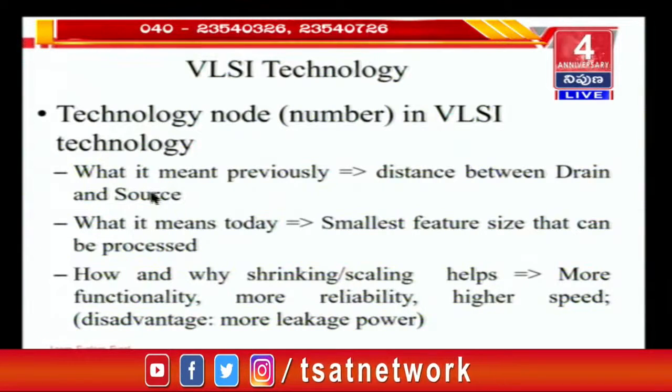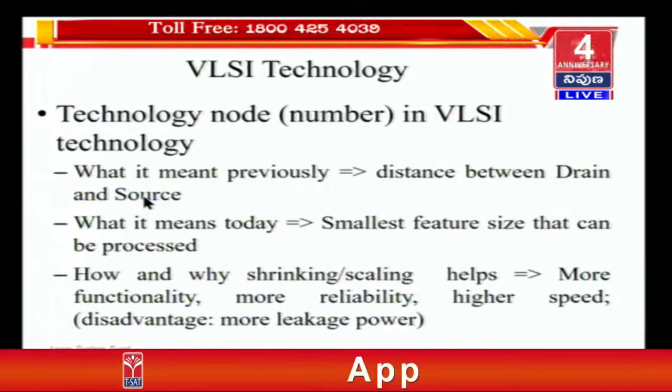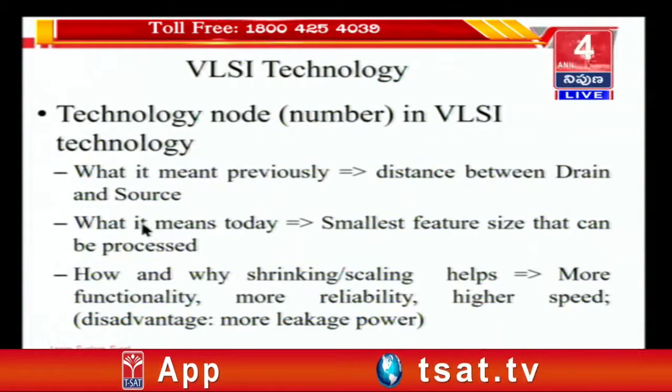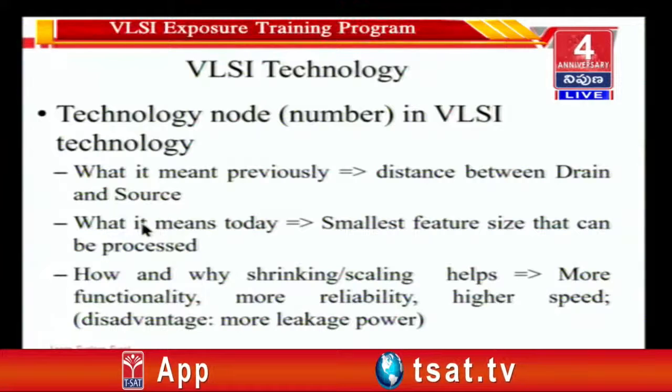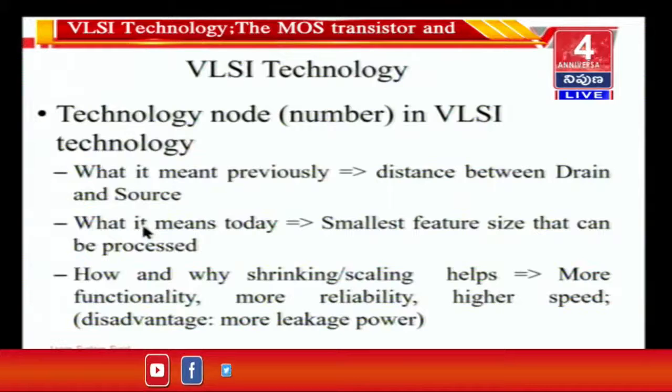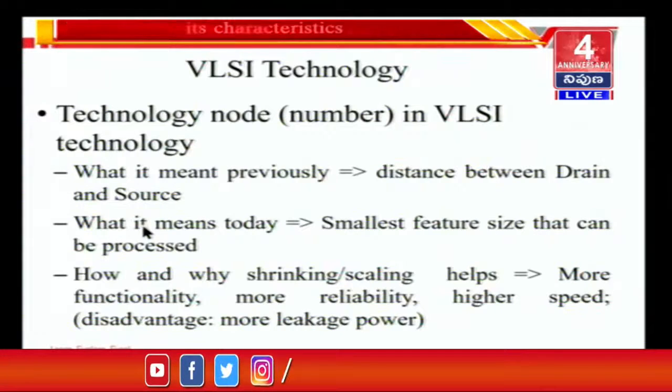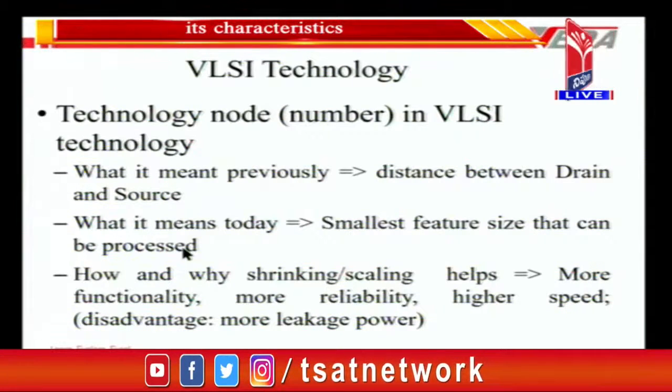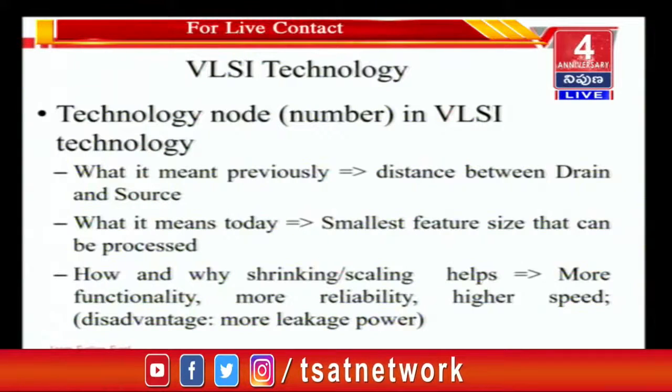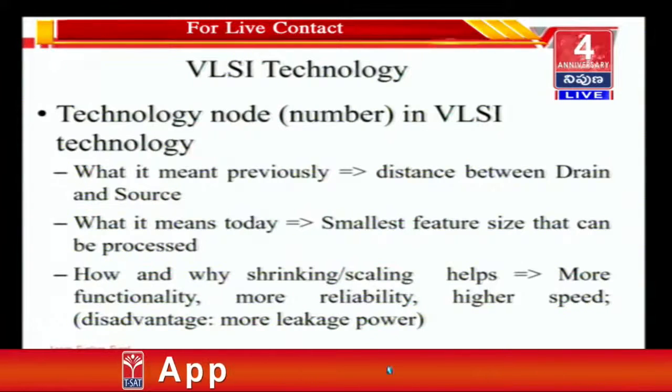The distance between the drain and the source is also the channel length. Today what it means may not necessarily be the distance between the drain and the source, but the smallest feature size that can be processed on silicon. For example, many years ago, in the 1980s or early 2000s, let's say 90 nanometers, 130 nanometers. 130 nanometers is nothing but 0.13 microns, because a micron is 10 to the power of -6 meters, and a nanometer is 10 to the power of -9 meters.